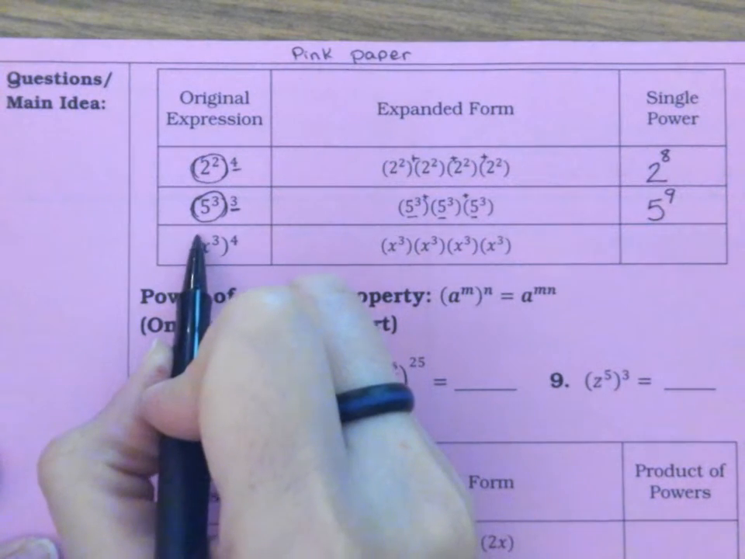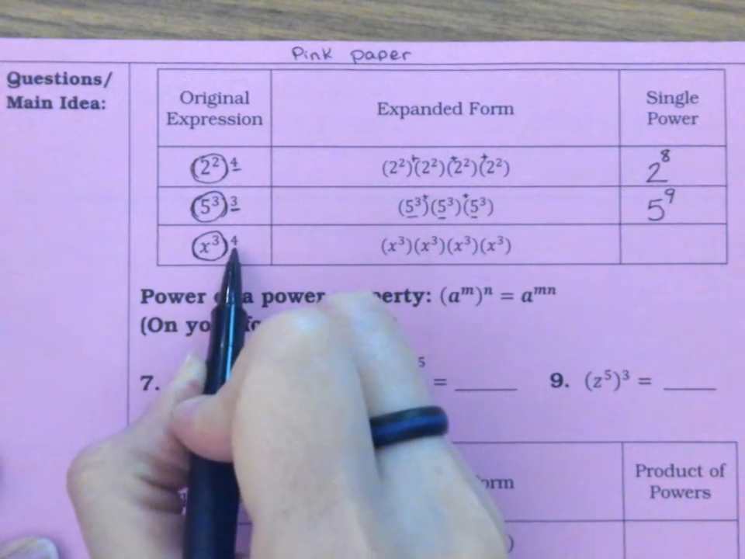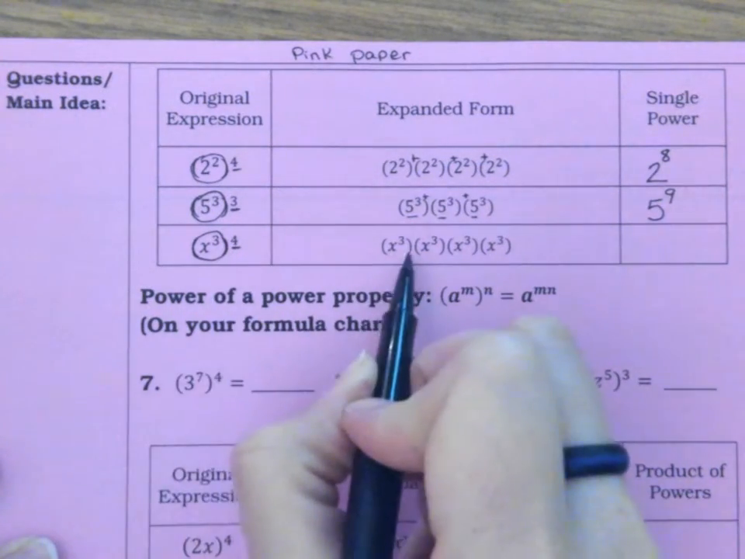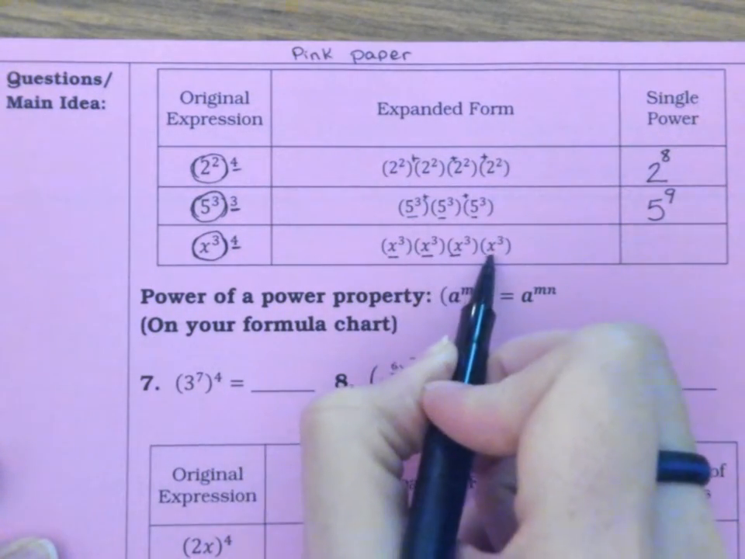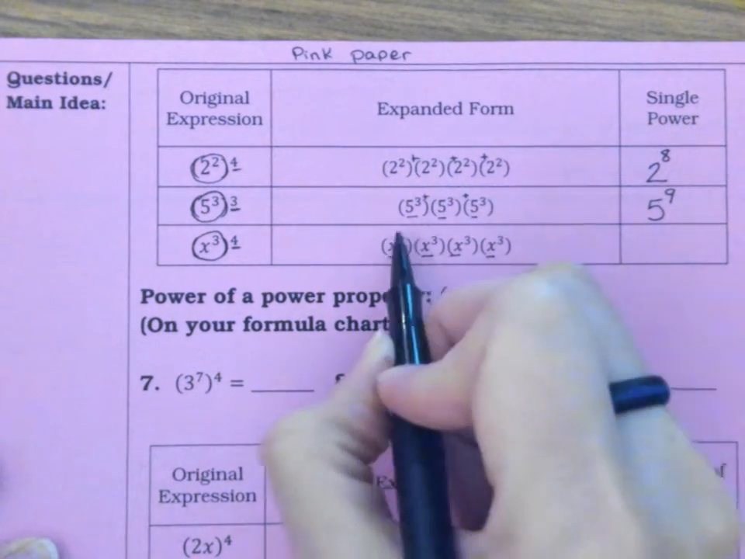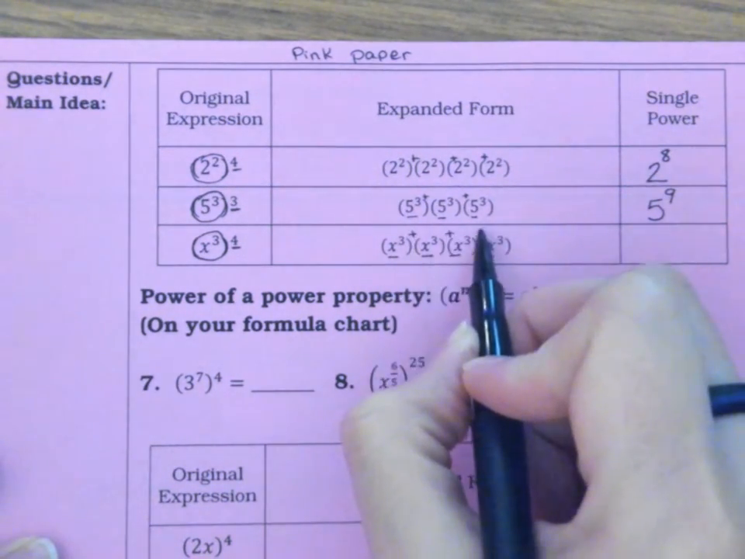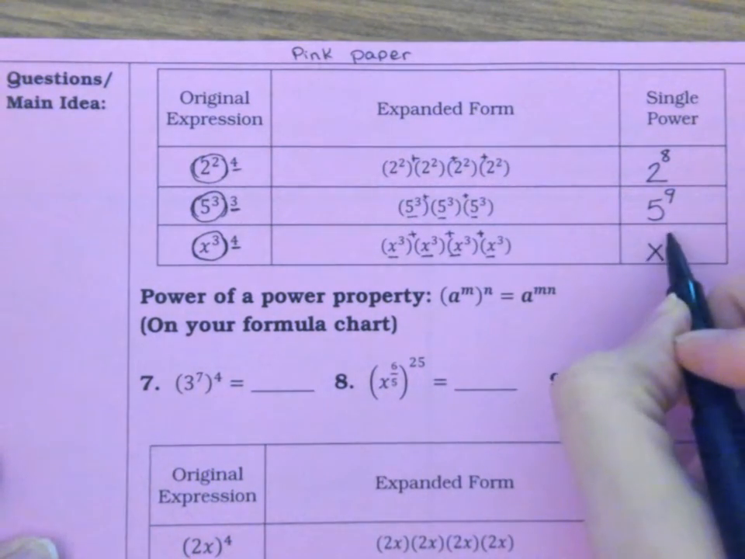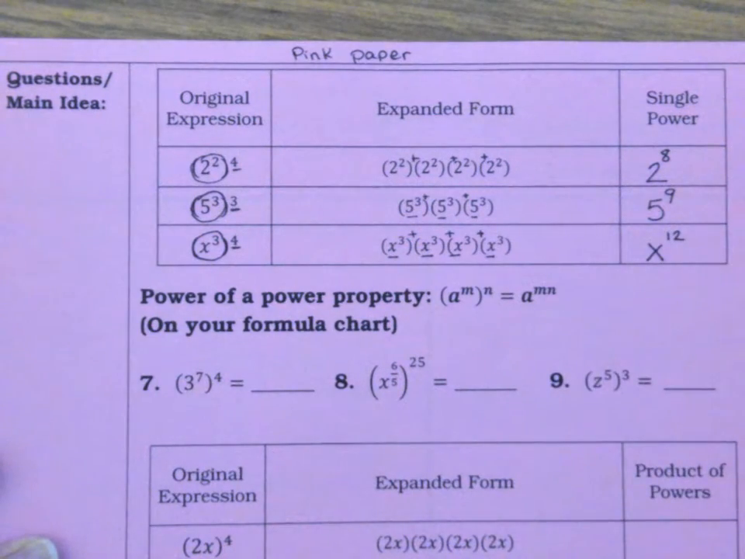And then the last one, x cubed to the 4th power means I write x cubed 4 times. So here it is, 1, 2, 3, 4. And then if I'm multiplying the same base, I add the exponents. So 3 plus 3 plus 3 plus 3 gives me 12. So I have x to the 12th power.